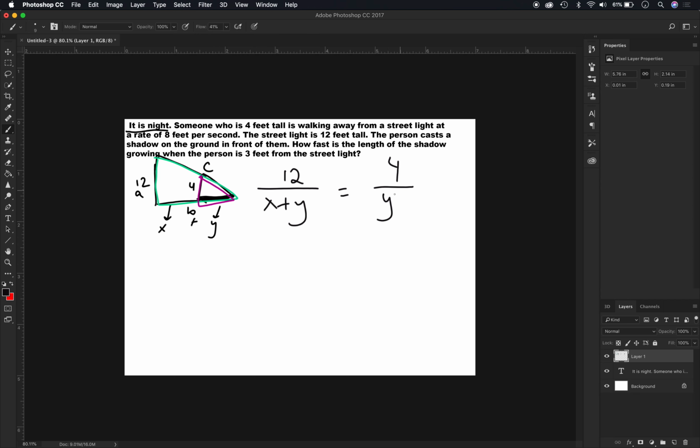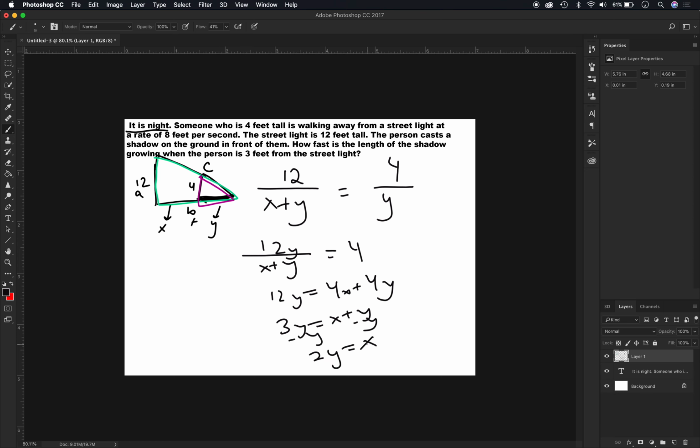So I'm going to multiply by y. So 12y over x plus y equals 4. 12y equals 4x plus 4y. Could divide that all by 4. 3y equals x plus y, minus y, minus y. 2y equals x. So you may think, I'm done.